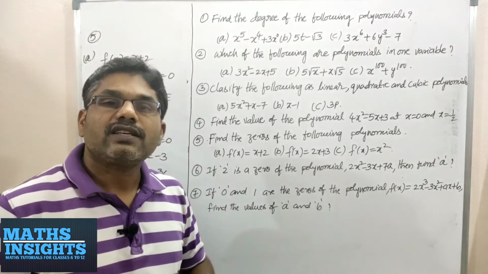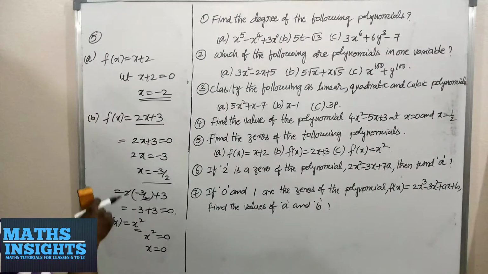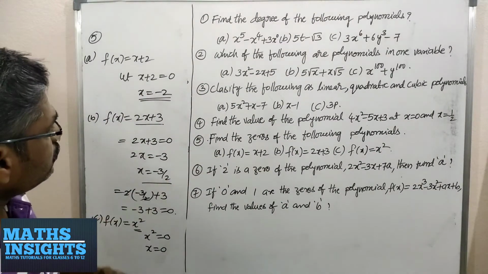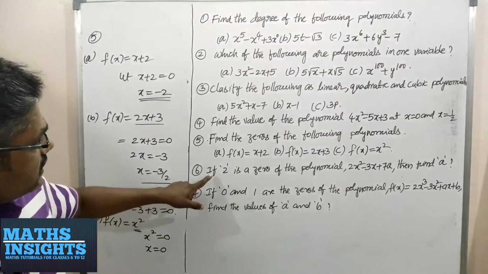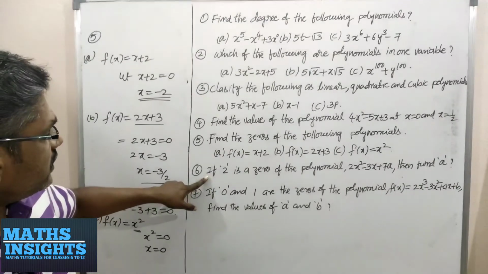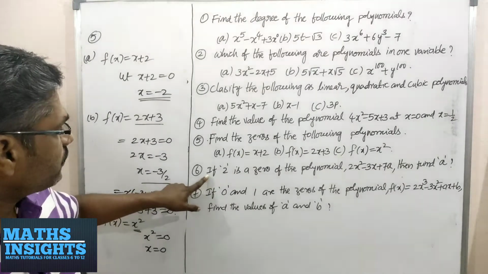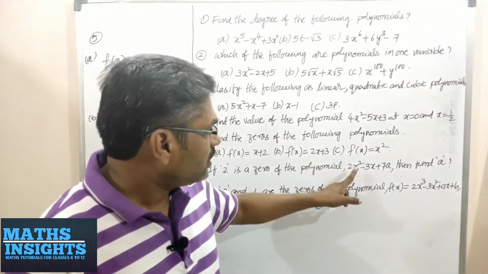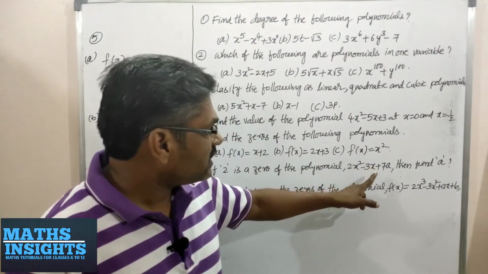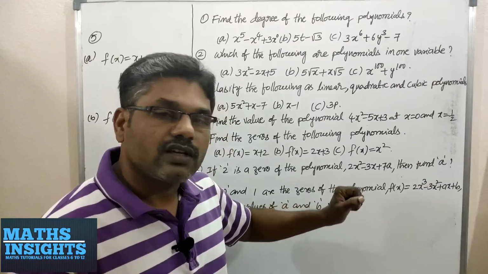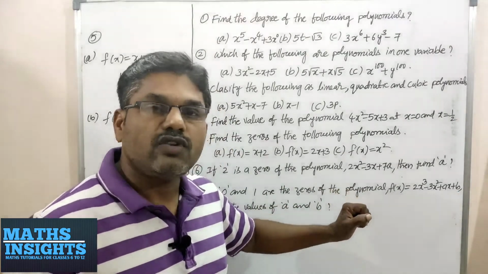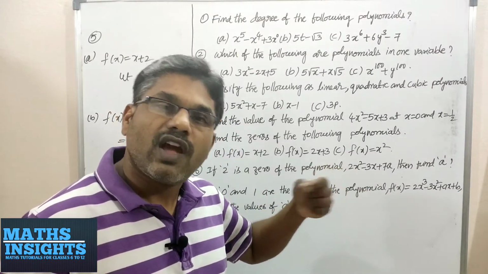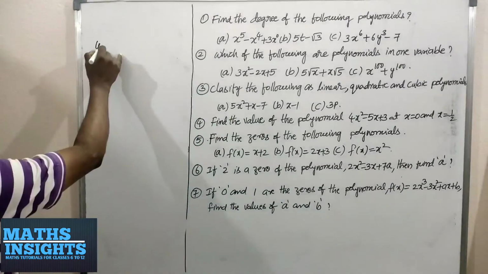Okay, I think you are clear in this 5th problem. Now coming to the 6th one. See, the 6th one is a different and important problem also. If 2 is a 0 of the polynomial 2x square minus 3x plus 7a, then you have to find the value of a. It's very simple. I will make it simple.